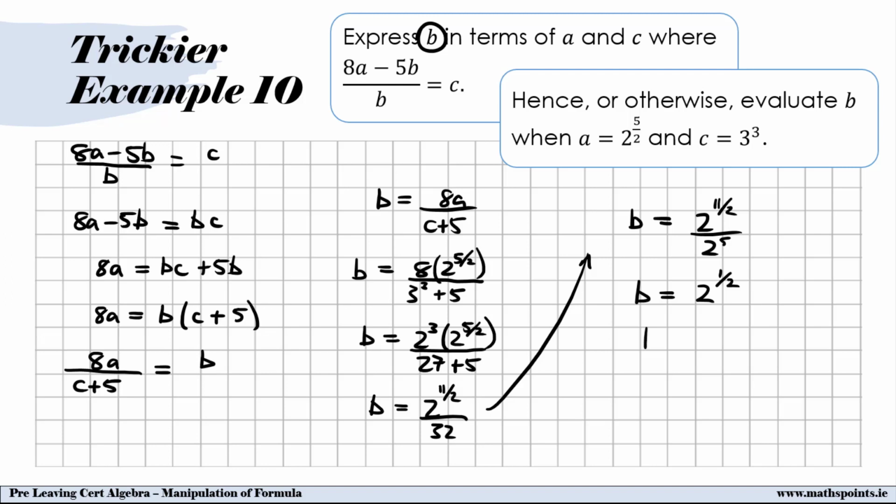And again, using our rules of surds and indices, we can express that as root 2. A number to the power of a half is the same as the square root of that number.